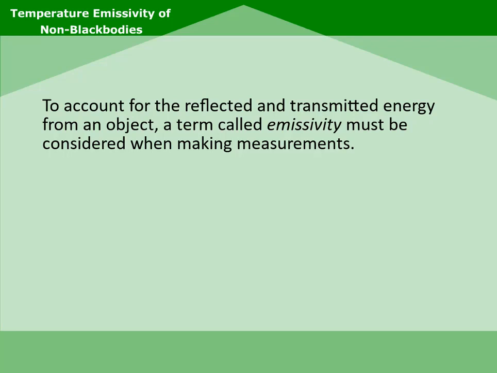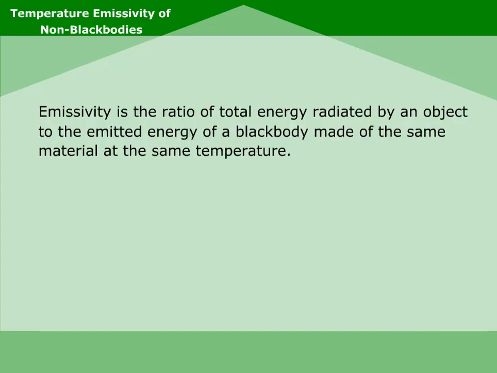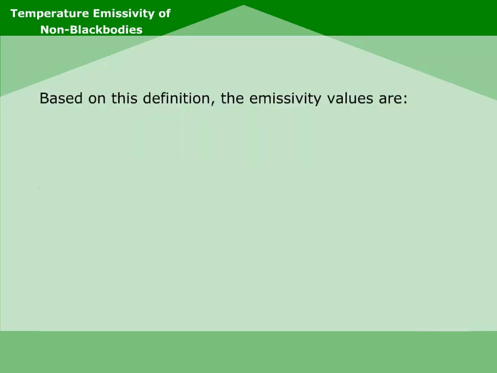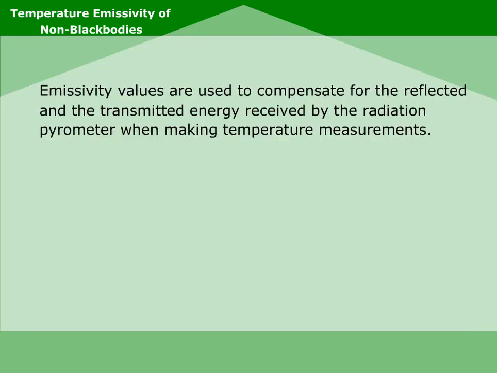To account for the reflected and transmitted energy from an object, a term called emissivity must be considered when making measurements. Emissivity is the ratio of total energy radiated by an object to the emitted energy of a blackbody made of the same material at the same temperature. Based on this definition, the emissivity values are blackbody equals 1.0, non-blackbody equals 0.1 to 0.9. Emissivity values are used to compensate for the reflected and the transmitted energy received by the radiation pyrometer when making temperature measurements.